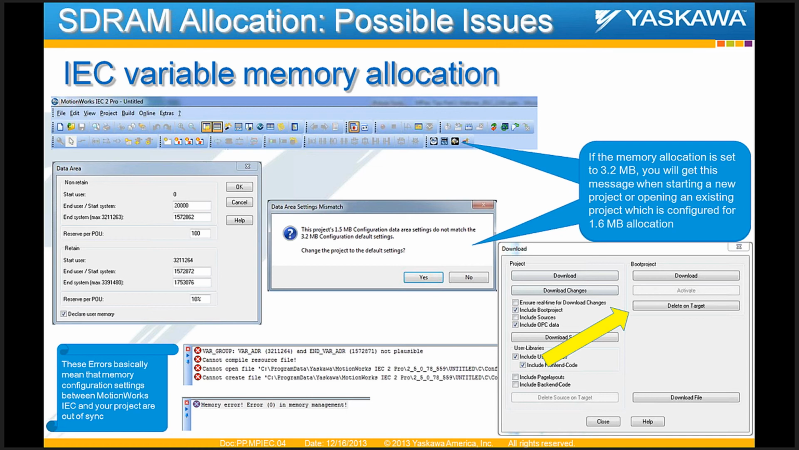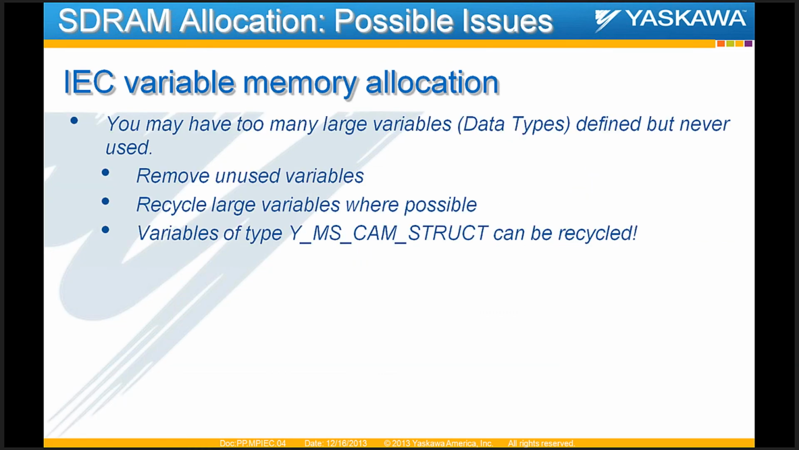So in closing with this section about memory, there's a good chance that you may have too many large variables defined but never used. I think some users in the middle of development start to create variables and possibly change the name of it or add additional variables without realizing that they are quite large, and then ignore them and leave them in the warnings list.